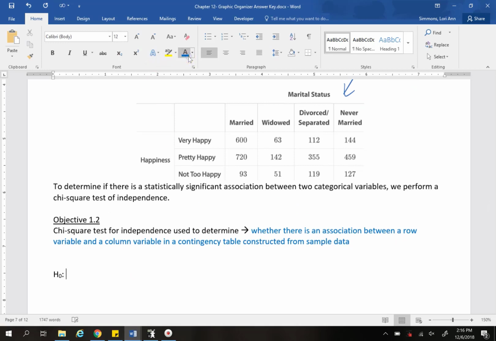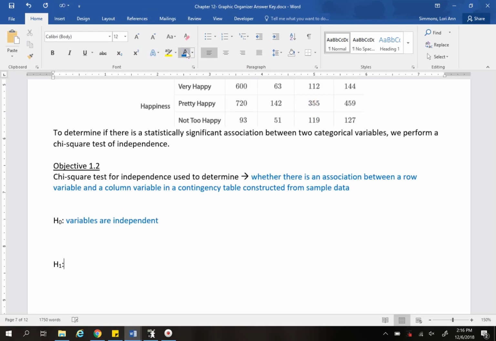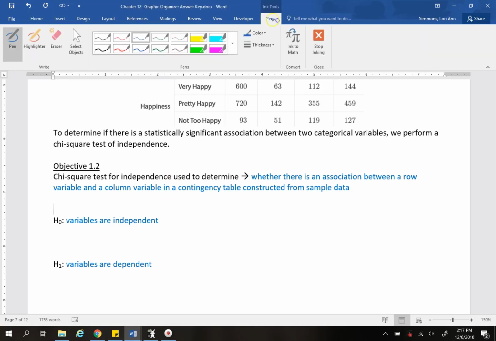The null hypothesis is that the variables are independent. So happiness and marital status are independent of each other. The alternative is that happiness and marital status are dependent. So the variables are dependent is the alternative. The chi-square test for independence, just for an overview, compares two characteristics from one population.